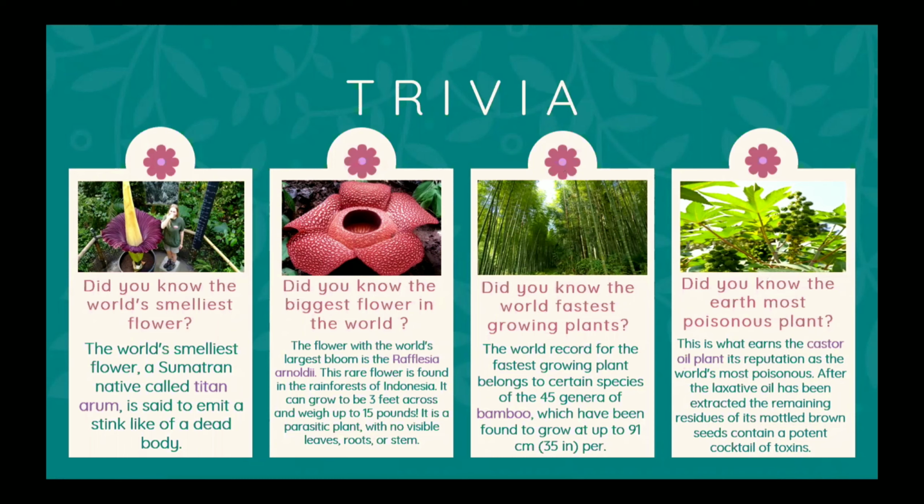Did you know the world's fastest growing plant? The world record for the fastest growing plant belongs to a certain species of the 45 genera of bamboo, which have been found to grow up to 91 centimeters or 35 inches. And did you know the Earth's most poisonous plant? This is what earns the castor oil plant its reputation as the world's most poisonous. After the laxative oil has been extracted, the remaining residues of its malted brown seed contain a potent cocktail of toxins.